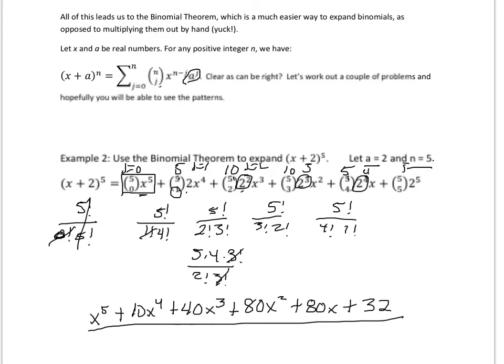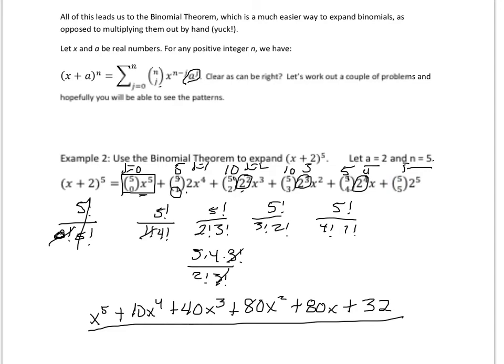So again, the x always starts with the biggest power, n, and then goes down 1 every single term. The other one, this number right here, starts with 0, 2 to the 0 power, and then it goes up 1 power every single time. So the first term starts at n and goes down a power. The second one starts at 0 and goes up a power for each consecutive term. And then we do the n choose j to get the numbers out in front. Okay? Let's try another one, shall we?